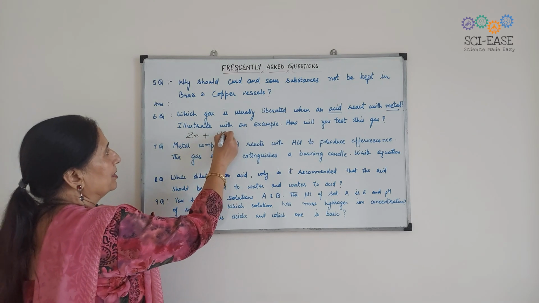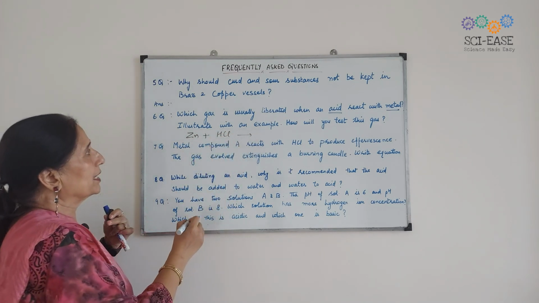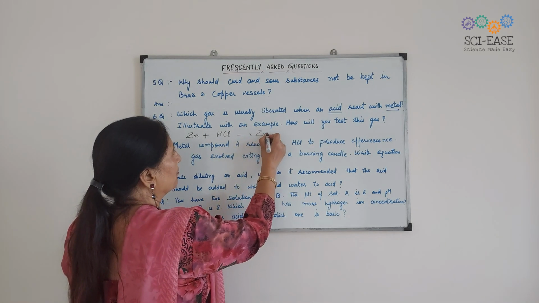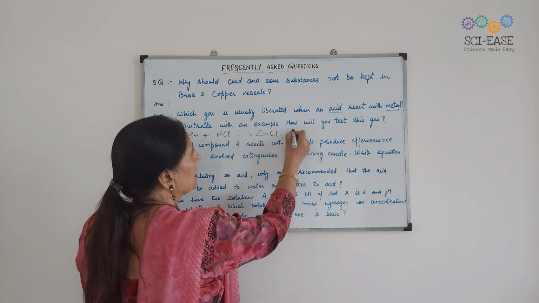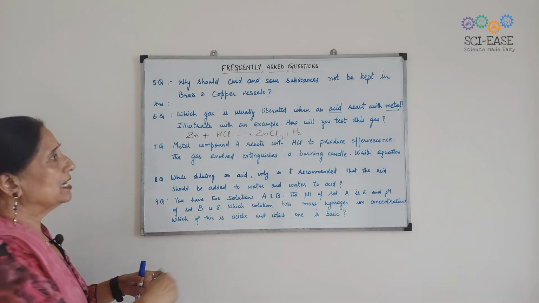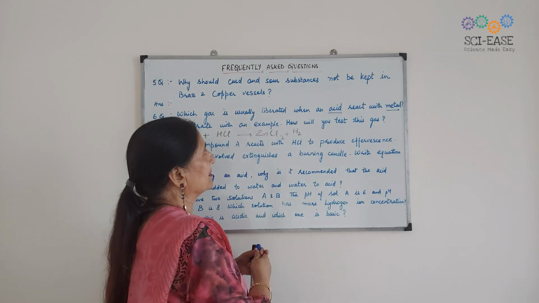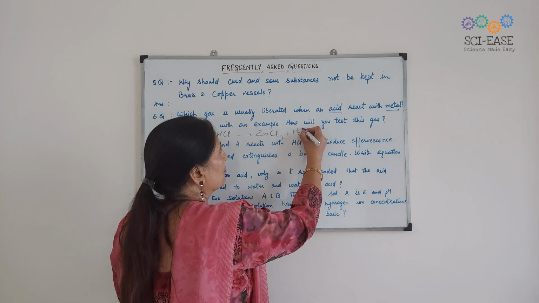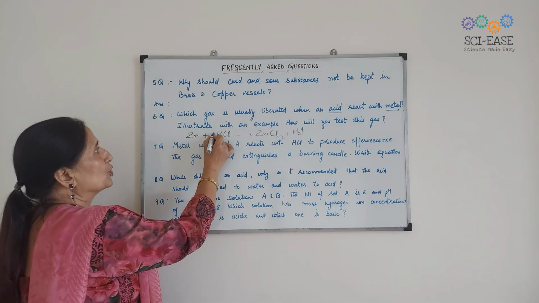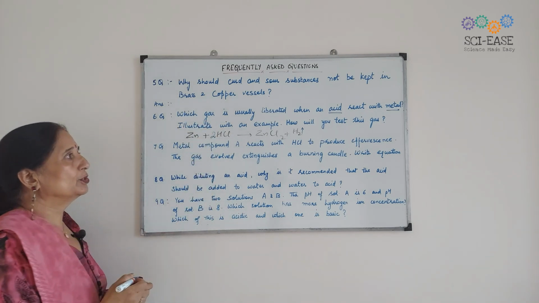Acid HCl will react with it. What will be the result? This will result in the formation of zinc chloride plus H2. So which gas will be liberated? Hydrogen gas is liberated. For gas, we will put an upward arrow. And the equation should be balanced. We will put here 2.